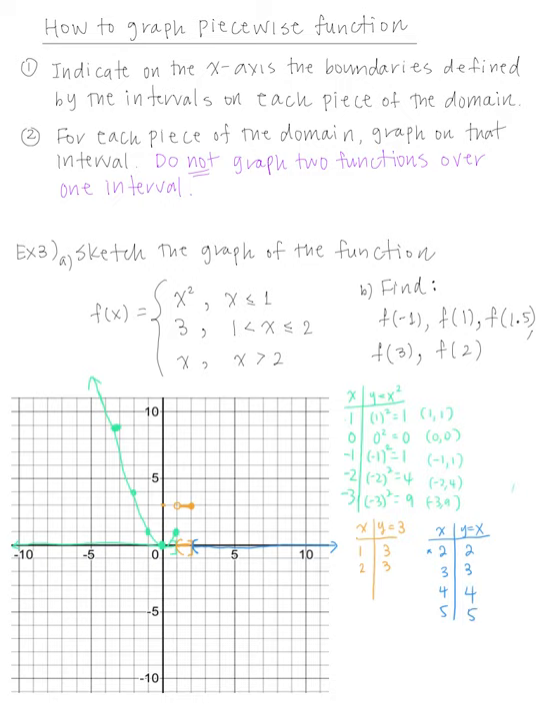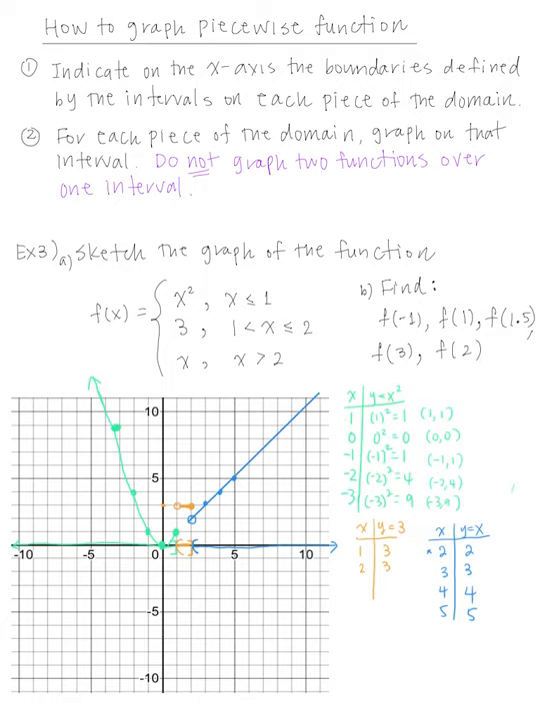So when x is 2, our y is 2. So you're going to have an open dot here. Is that y equals 2? Yeah, it is, right? Okay. And then 3, 3. 4, 4. 5, 5. So you're going to have a straight line here. Okay, so let me connect those dots.